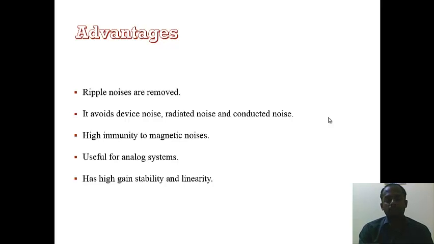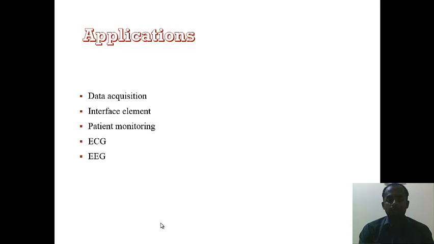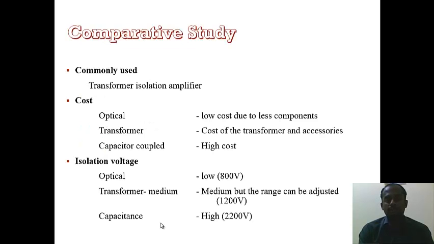Ripple noises are removed, since capacitors are used. It avoids device noise, radiator noise, and conductor noise. High immunity to magnetic noises, since the capacitor blocks DC. Useful for analog systems, since DC signals will be blocked, and it has high gain, stability, and linearity. It is used in data acquisition, interface elements, and patient monitoring, ECG, and EEG.